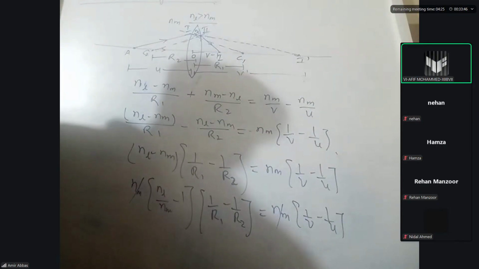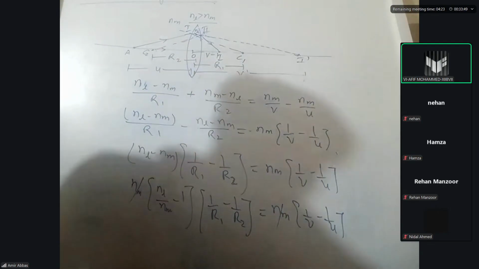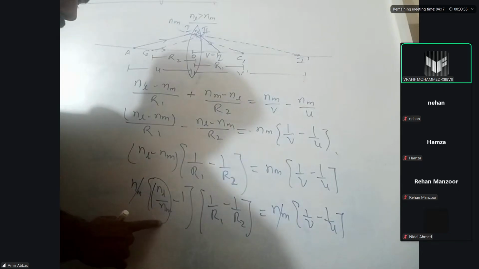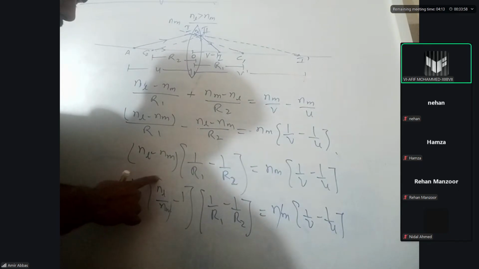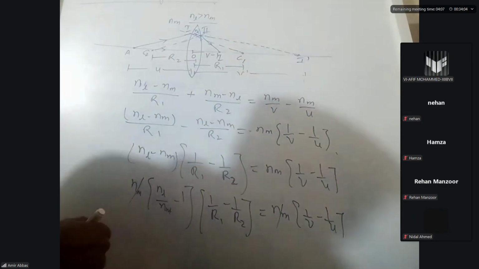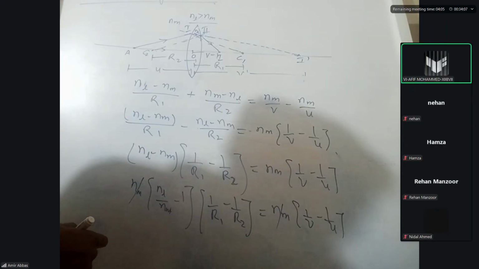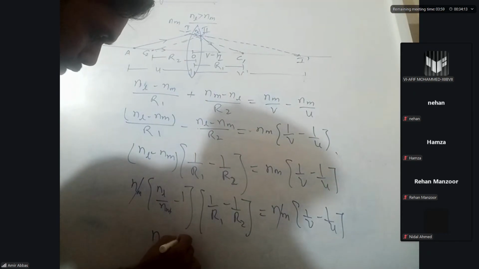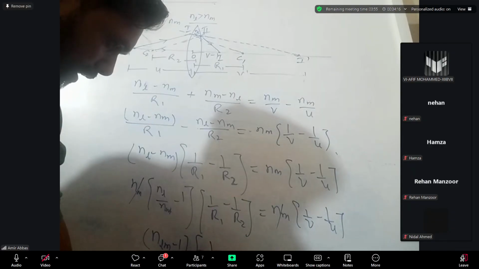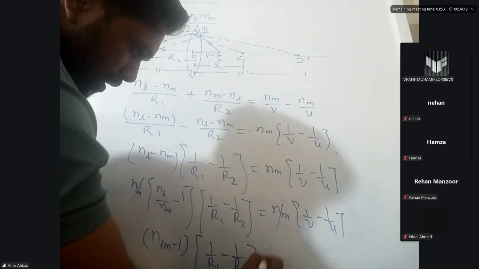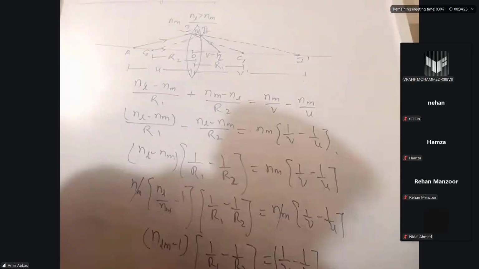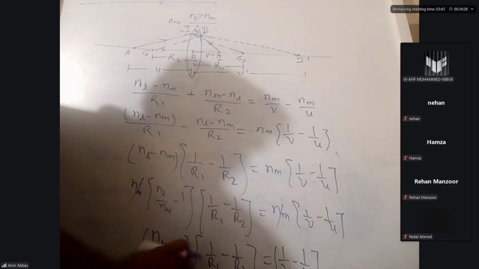Then what can we write for this term? Refractive index of the lens with respect to the medium. What can we write this? Refractive index of the lens with respect to the medium. Okay, so NLM minus 1 by R1 minus 1 by R2 is equal to 1 by V minus 1 by U. We can write this. Are you getting this now?